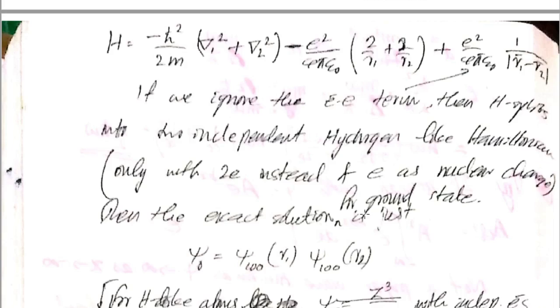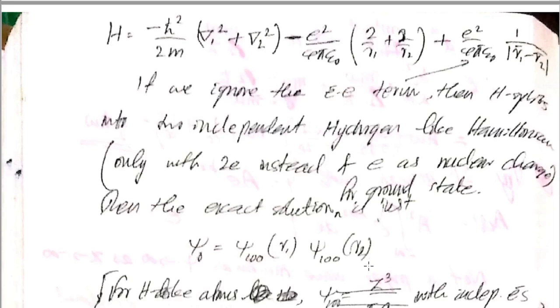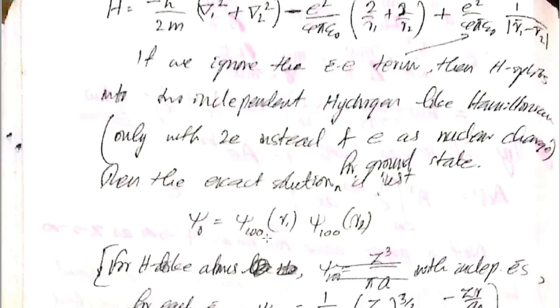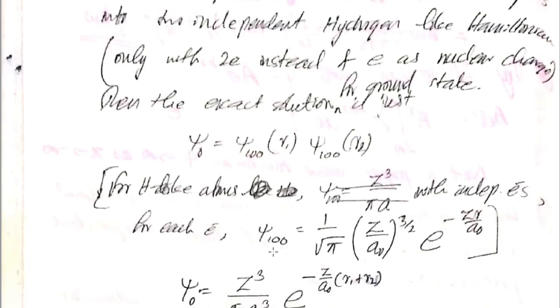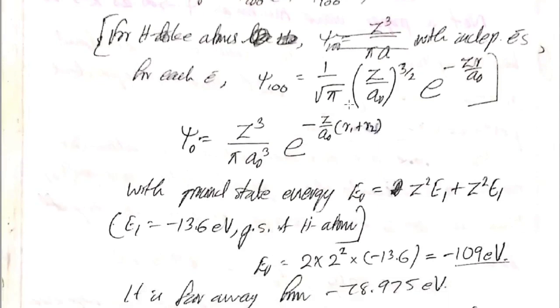Then the exact solution of the ground state will be psi 0 equal to psi 100 of the first electron into psi 100 of the second electron. So this is the product of two independent wave functions. It will be the total wave function. For a hydrogen-like atom, psi 100 is 1 by root pi into (Z by a0) raised to 3 by 2 into e raised to minus Z r by a0.